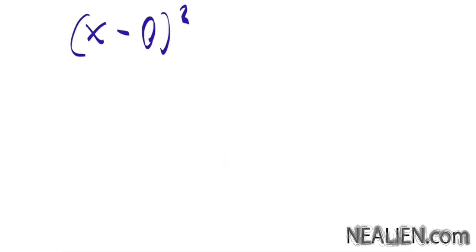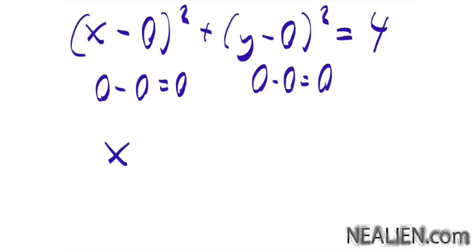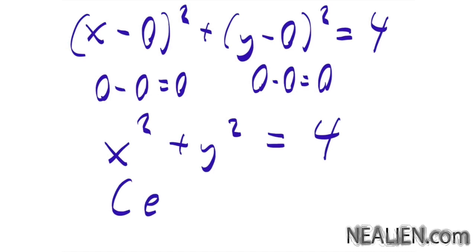All right, now here's something that looks slightly different. I'm going to say x minus 0 squared plus y minus 0 squared equals 4. And 0 minus 0 is 0. 0 minus 0 again is 0. This is really the same thing as x squared plus y squared equals 4. I just wrote it slightly differently because x minus 0 is x, y minus 0 is y. So the center is going to be 0, 0.